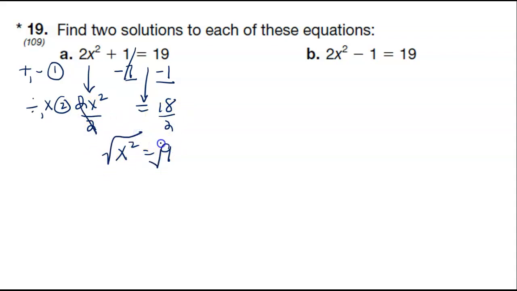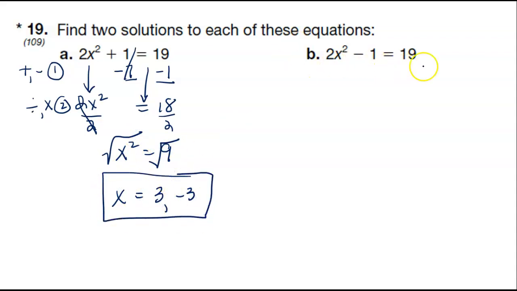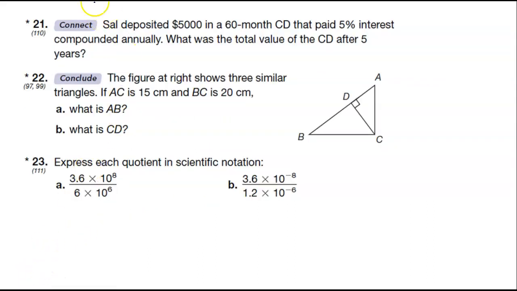Then we have to square root both sides. So this is going to be 3 and negative 3. Okay. I'll let you do B on your own. Let me know if you have questions.